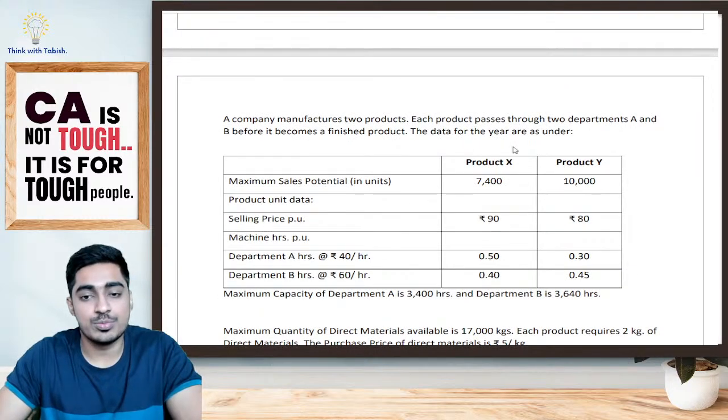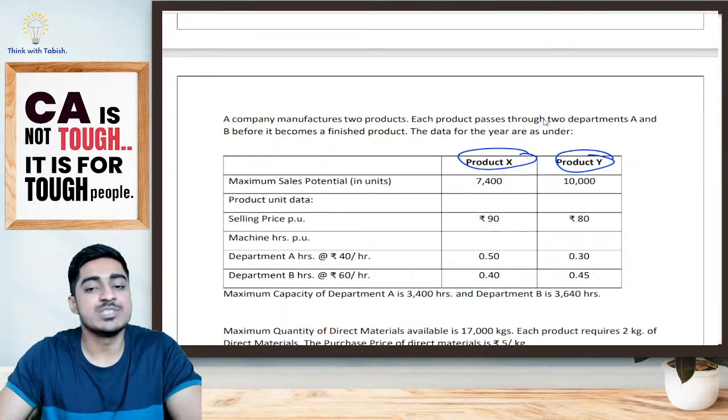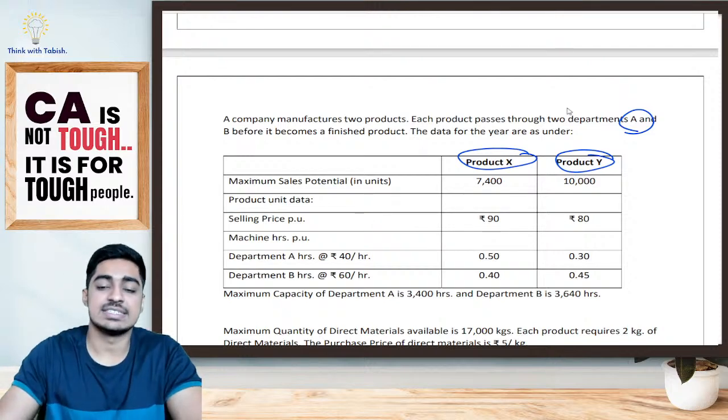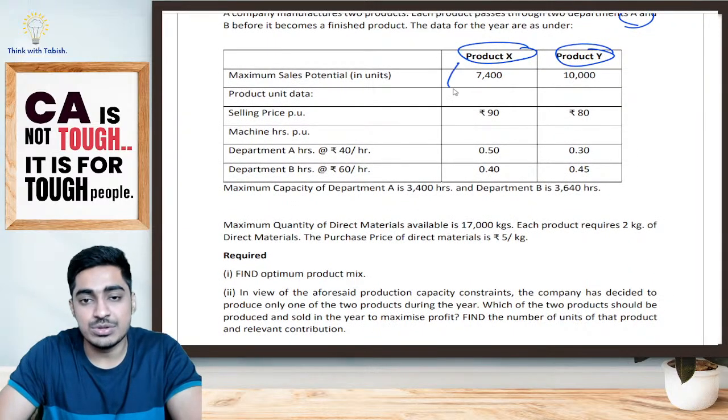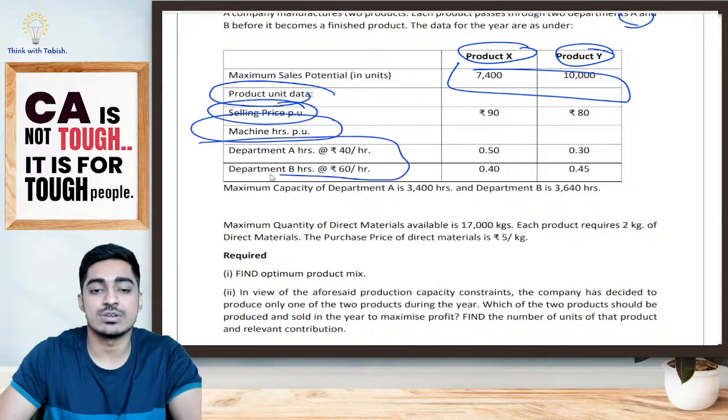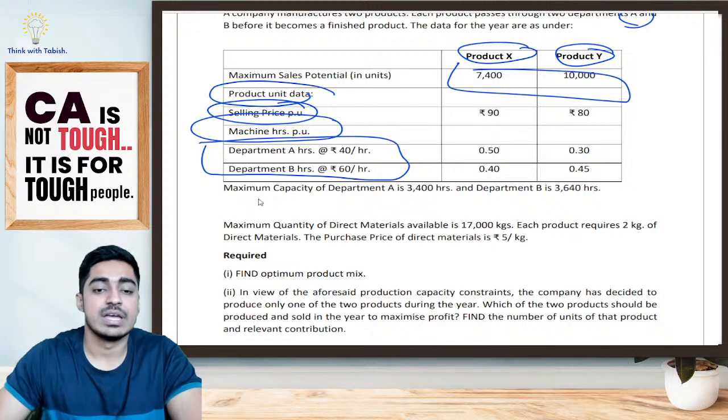Company is manufacturing two products, X and Y. Each product passes through two departments, A and B, before it becomes a finished product. Data is given. Maximum how many units we can sell is given. Yes, per unit selling price is given, machine hours is given, and whatever cost we are incurring is given. Okay, now look at this.